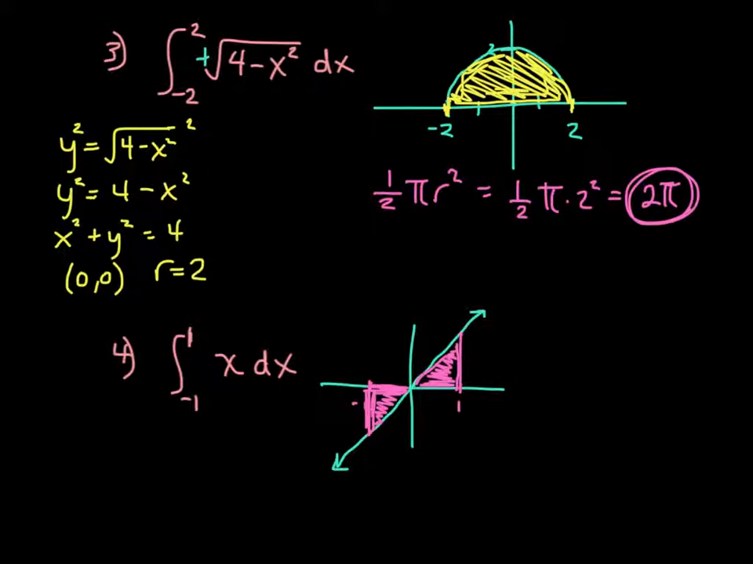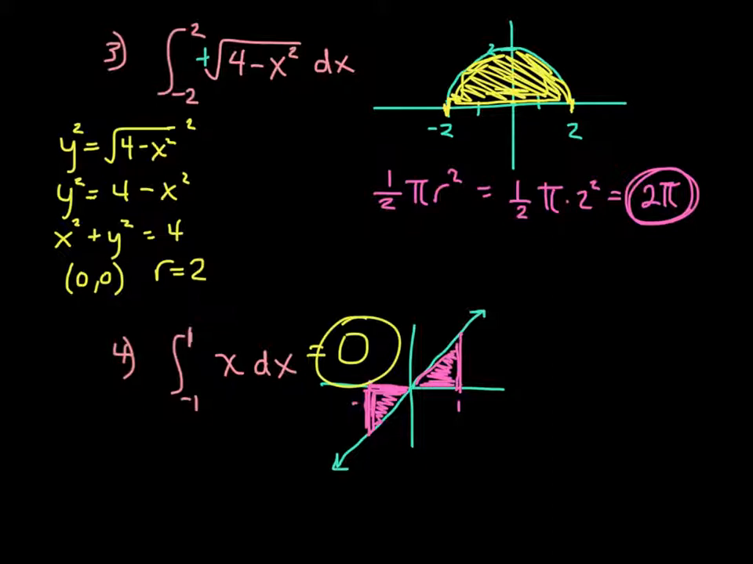Well, if the left-hand one here is negative and this one is positive, I would say that they cancel each other out and my integral from -1 to 1 is in fact 0. So this is kind of a cool phenomenon that happens, and you want to watch for it because it's going to simplify your problems.